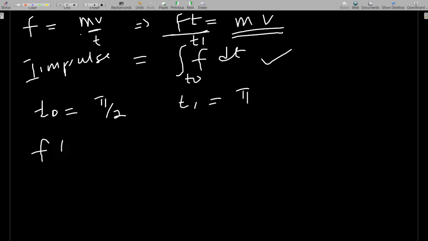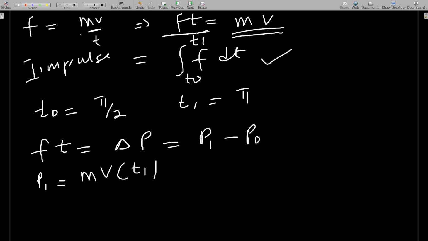So Ft can also be written as the change in momentum, which will be equal to p1 minus p0. In this case we use p1 minus p0, so this will be very fast for us, rather than going to do the integration. p1 will just be equal to m times the velocity evaluated at t1, and p0 will be equal to mass times velocity evaluated at t0, that is t0 equals pi over 2. We already know that the momentum at that point is equal to 2I.